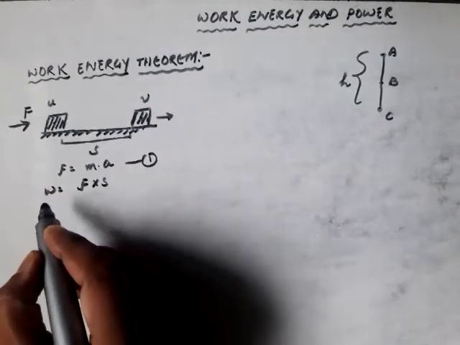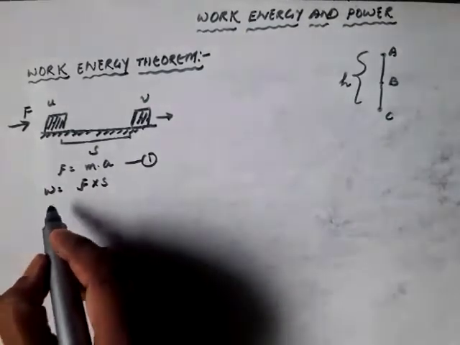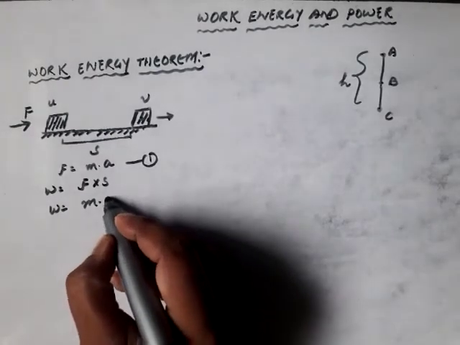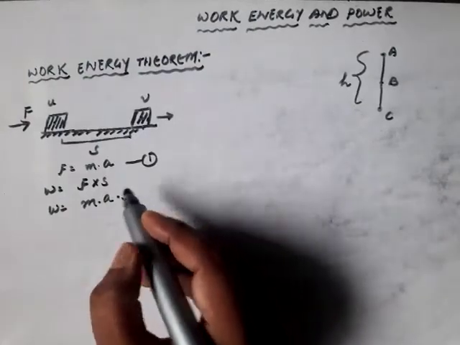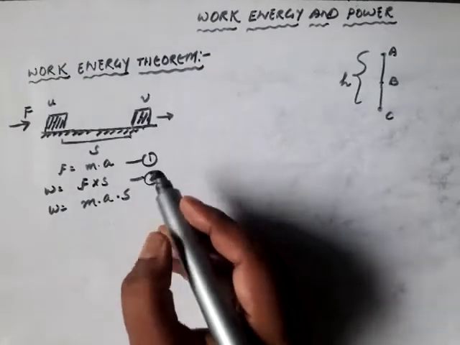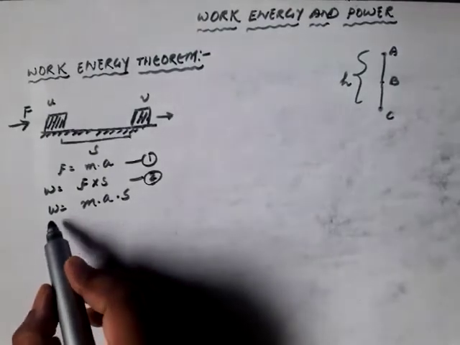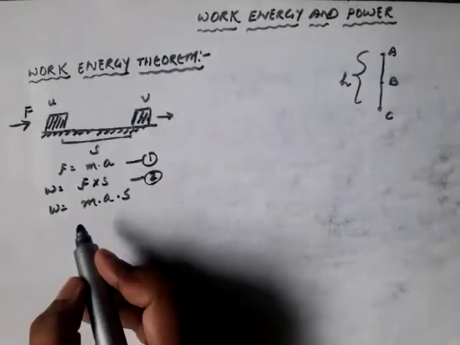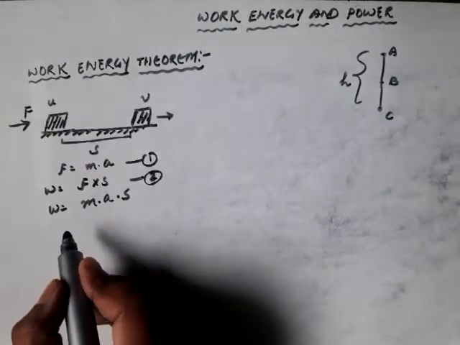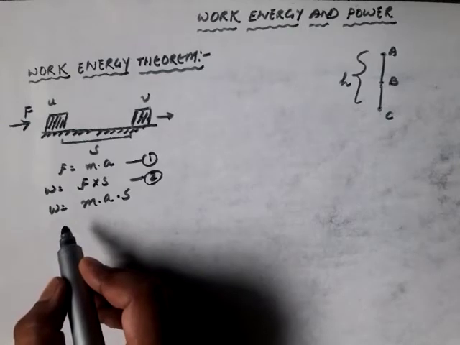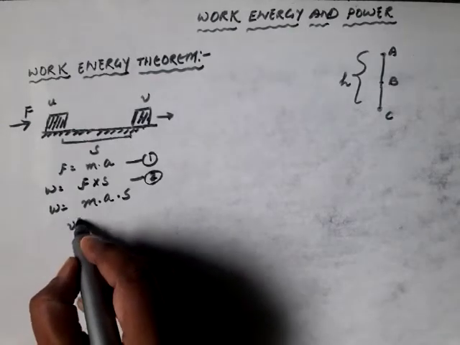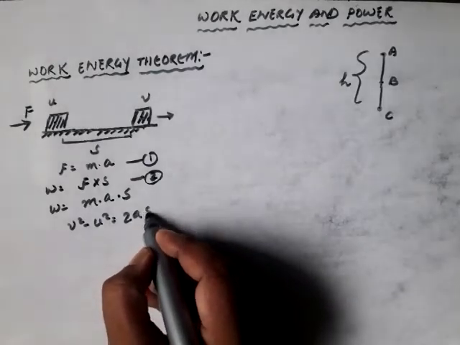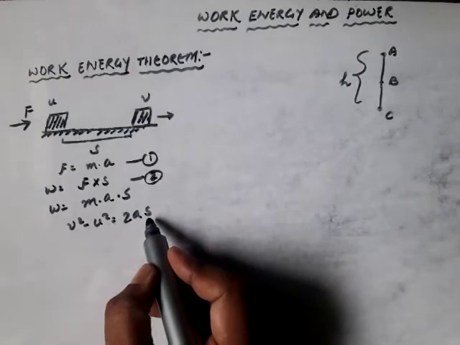We also know that we can write here that W equal to M A into S. Suppose this is equation 2, so putting equation 1 in equation 2, its value, work done, will be M A S. Now suppose the body is in motion, so one thing we also have to keep in mind is that it has some motion, so we can apply the relation V square minus U square equal to 2AS, and from here only we are able to find the distance.